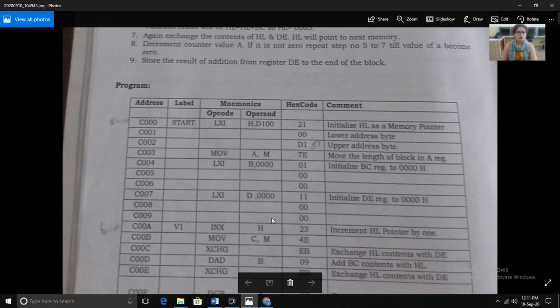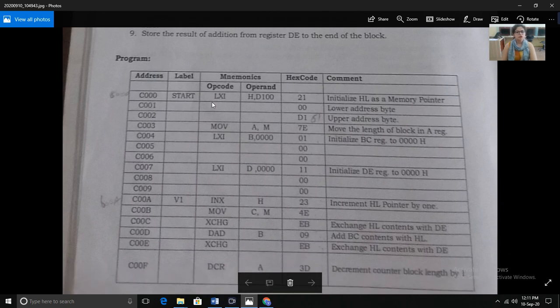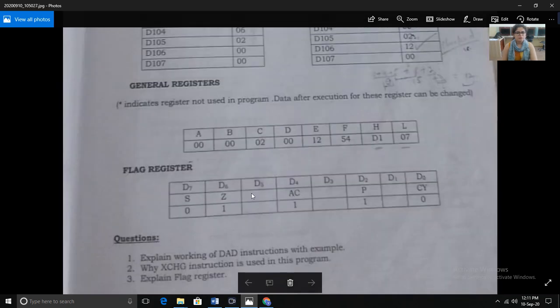So we have to use the concept of DAD instruction. Let's start with this. The very first instruction is the LXI instruction, LXI H, D100. It means the HL register will point to this memory location, because our data is stored at the 5100 memory location.